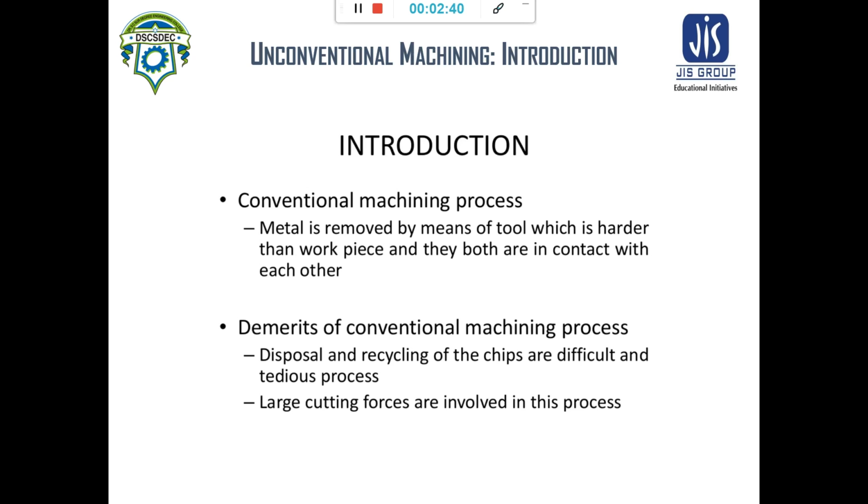Now what are the demerits? Why will the need of unconventional machining arise? Because there are some demerits of the conventional machining processes. What are those? There is a huge amount of chip formation, and the disposal and recycling of this chip is a very difficult and tedious process. So that's why we need to think about other processes, so that this chip formation won't be there.